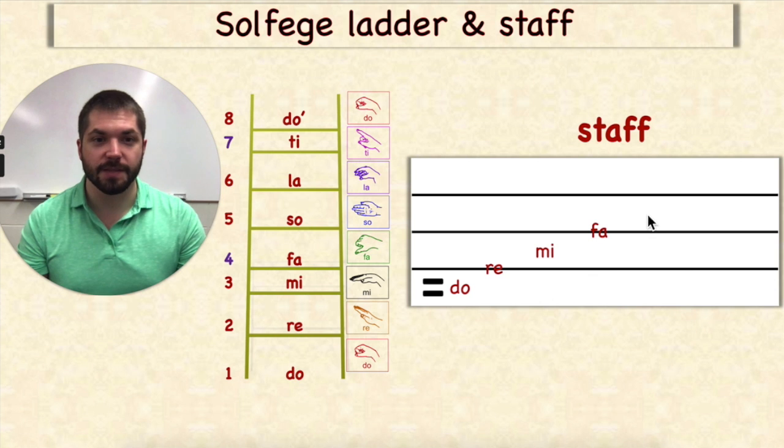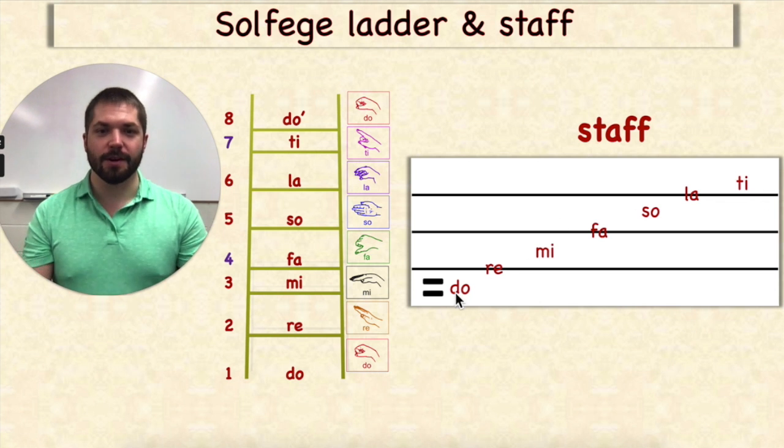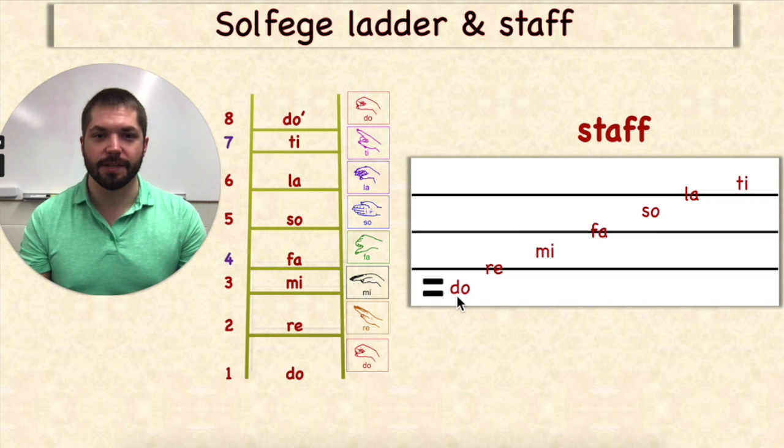And how about the next space? Next step up is so. Okay, and what about the next step up on this line here? That's right, that'd be la. And now, what about this space that's above our top line here? That would have to be ti, yeah. What about high do? Do we have any more room to show it right now? Not really. So here's our scale, our ladder, but shown on the staff.